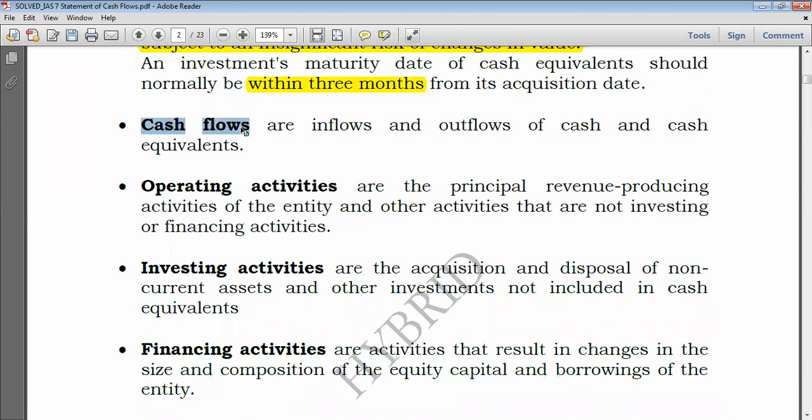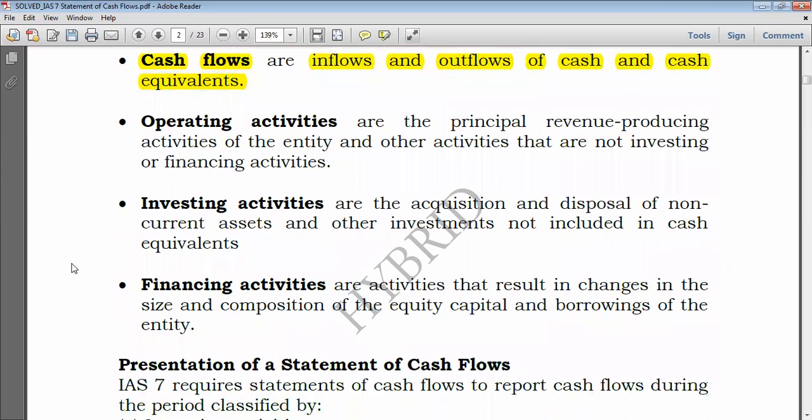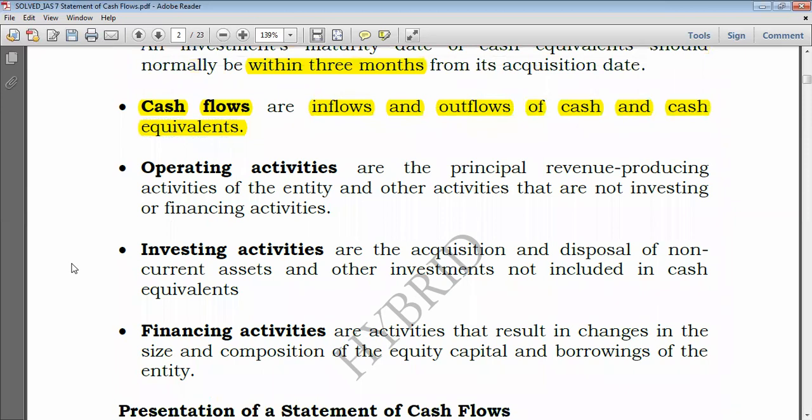Now this is cash flows. What are cash flows? Cash flows are simply inflows and outflows of cash and cash equivalents. If you say inflows, cash comes into the entity. In outflows, cash goes out of the entity. As we said, we'll be having three major activities, which are operating activities, investing activities, as well as financing activities. So these are the three major activities that we'll be having.